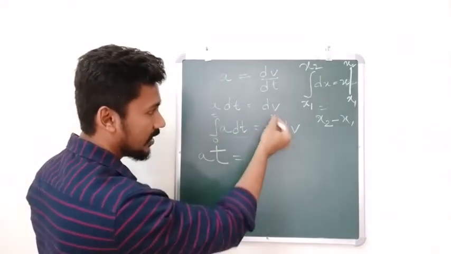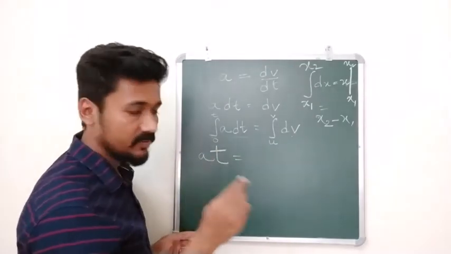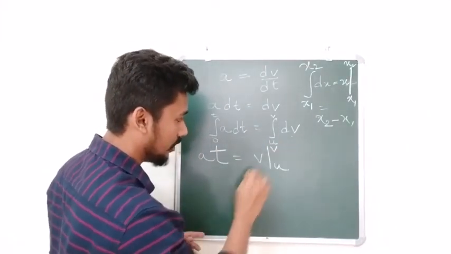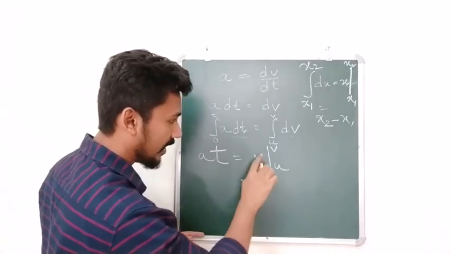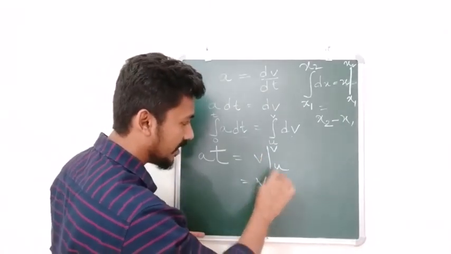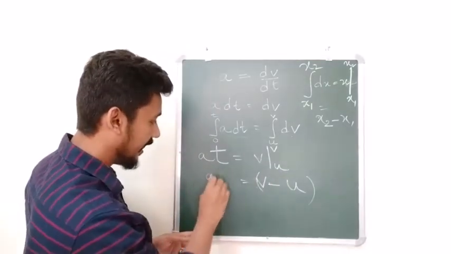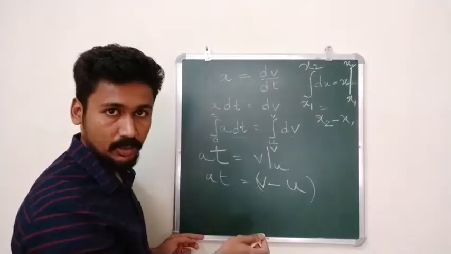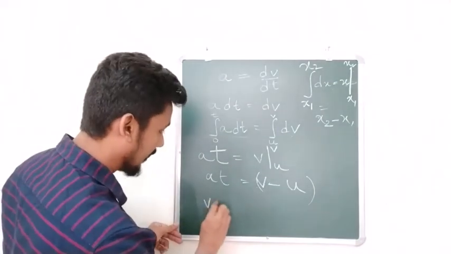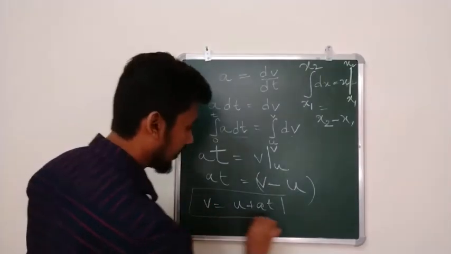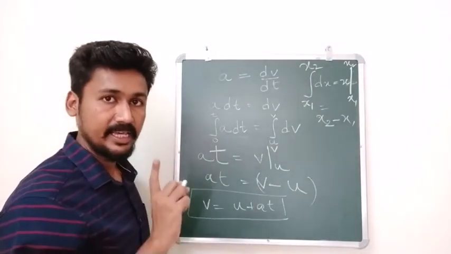This is equal to, now integral of dv. Integral of dv will be v. What are the limits? The limits are v and u. So how will you write this? You will write v will assume the highest value v minus lowest value u. So we will get at is equal to v minus u, or we can write this as v is equal to u plus at. That is nothing but our first kinematic equation.